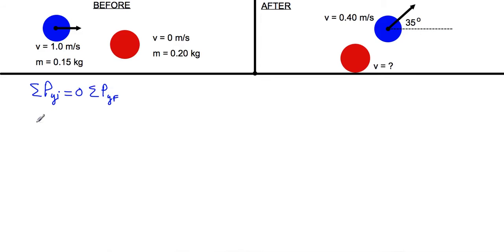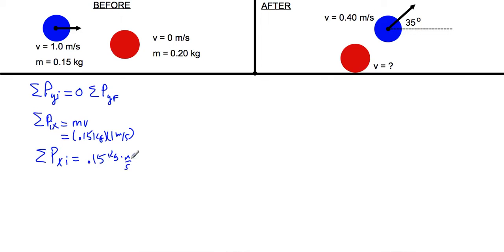Our x direction is a little bit different. The momentum in the x direction, I'll put a little i here so it's the initial, is only going to be influenced by the blue ball. And that's just simply going to be mass times velocity, which in this case, the numbers are pretty simple, 0.15 kilograms times 1 meter per second. So the total momentum in the x direction to start with is just going to be 0.15 kilograms times meters divided by seconds.